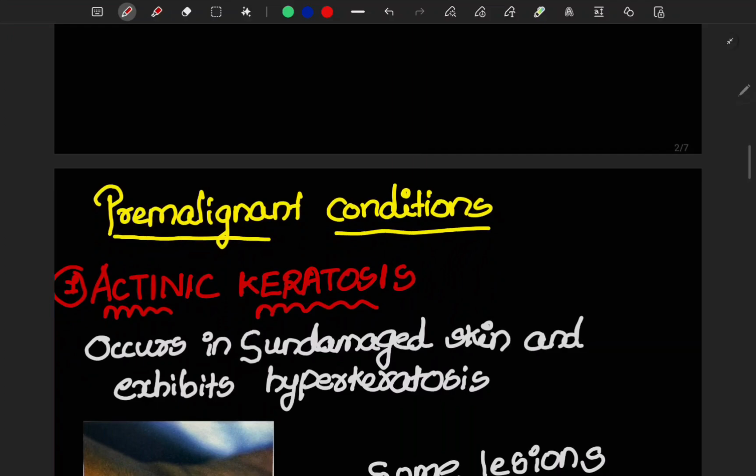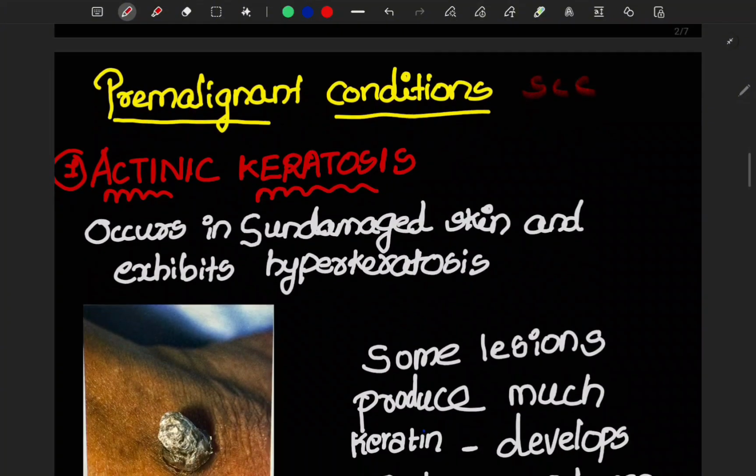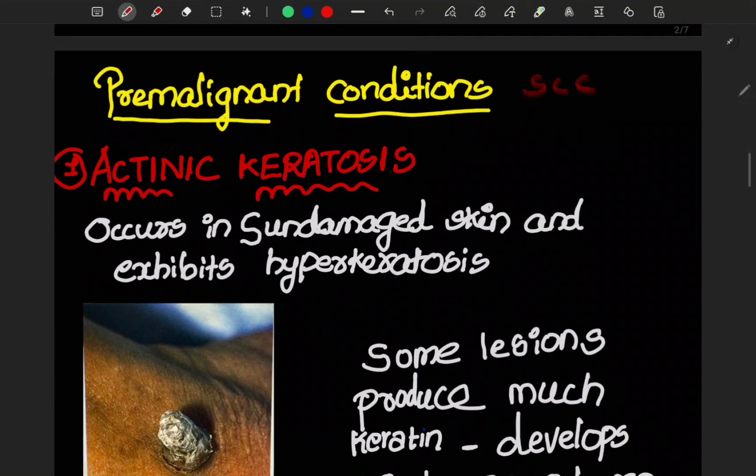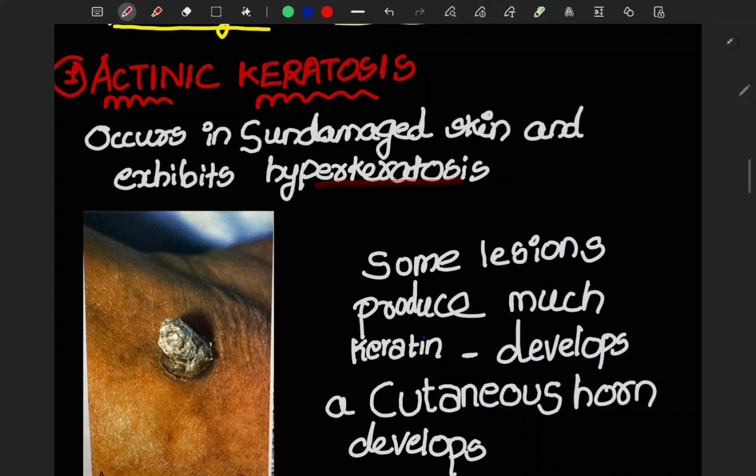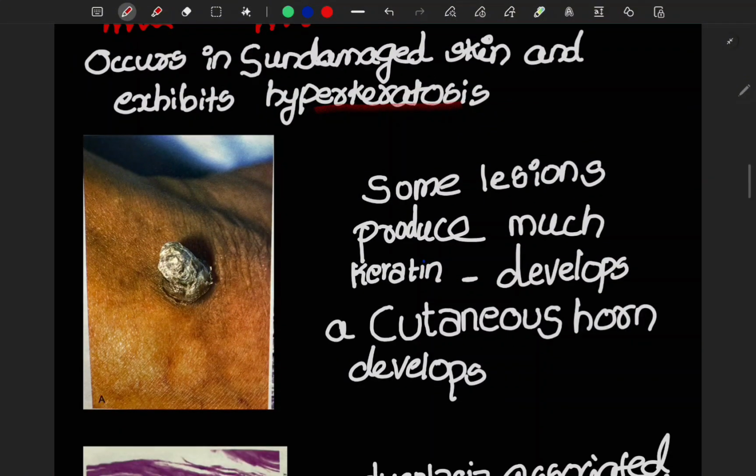Now let us discuss the pre-malignant conditions of squamous cell carcinoma. The first pre-malignant condition is actinic keratosis. It generally occurs in sun damaged skin and exhibits hyperkeratosis, meaning excess keratin production. It appears grossly as a cutaneous horn-like lesion on skin. Some lesions produce so much keratin that it appears as a cutaneous horn.